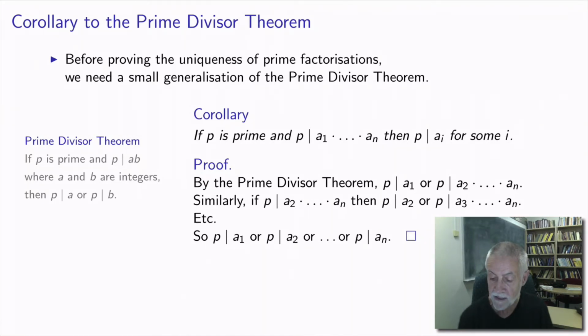Because P divides A1 times A2 up to AN, by the prime divisor theorem, P divides A1 or P divides A2 times up to AN. And similarly, if P divides A2 up to AN, then it must divide A2 or divide A3 times up to AN, and so on. So in other words, P divides A1 or P divides A2 or it divides AN. And of course it could well divide more than one of them. So that's the end of the proof.